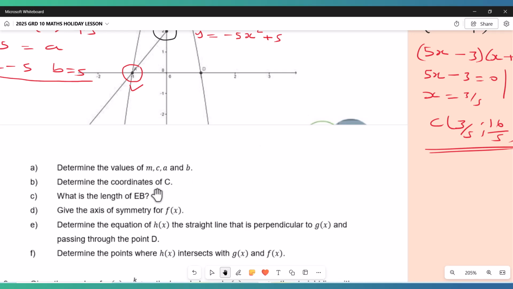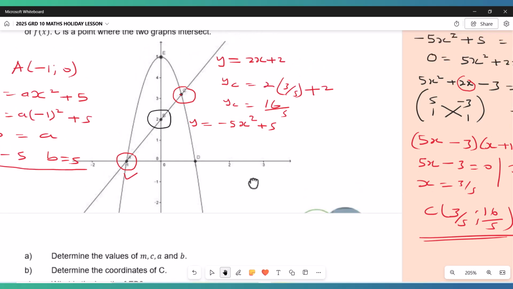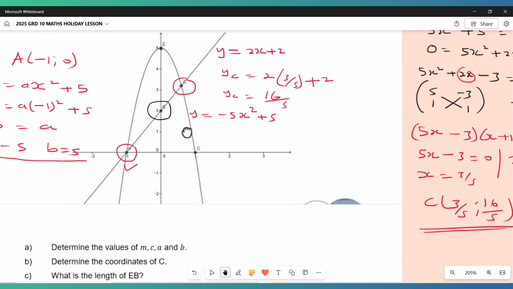So those are the coordinates for C. Now, what's the length of EB? Our EB goes from E up to B here. If you look at EB, it is a vertical line, okay? Being a vertical line, what does it mean? We're going to say y at E minus y at B. I repeat, if you want to find the vertical distance, like in this case EB, you subtract y at E minus y at B.